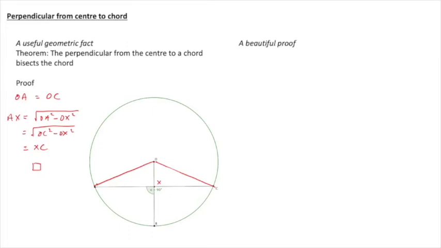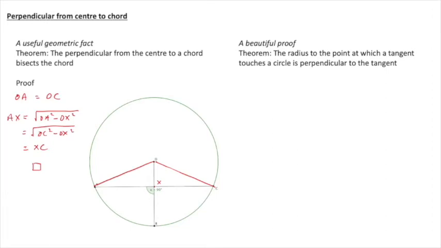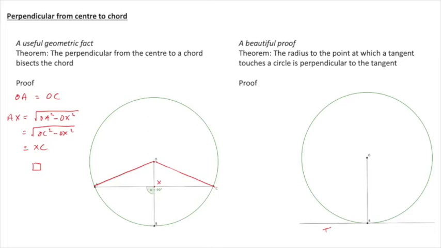Okay, we're also going to do a beautiful proof. I think they're all beautiful, but this one's, I think, particularly lovely. The radius to the point at which a tangent touches a circle is perpendicular to the tangent. Okay, so we have our diagram. There is a radius from O to B, there is a tangent, and we know intuitively that they're going to be perpendicular, but we do need to prove it.